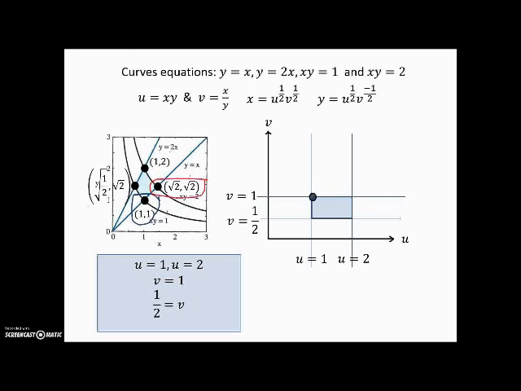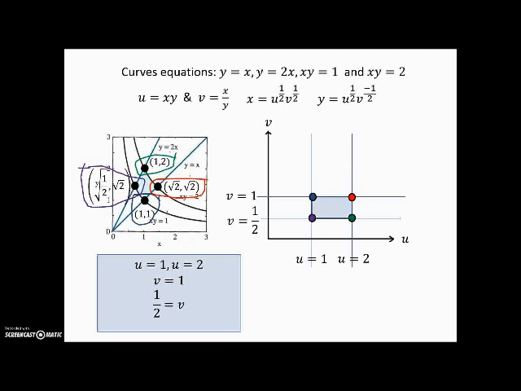And then root 2: u is root 2 times root 2, x times y, so that would be 2 for u. And v is root 2 divided by root 2, which is 1. So that's the point 2, 1, and so on. So that's how that area maps onto our new plane.